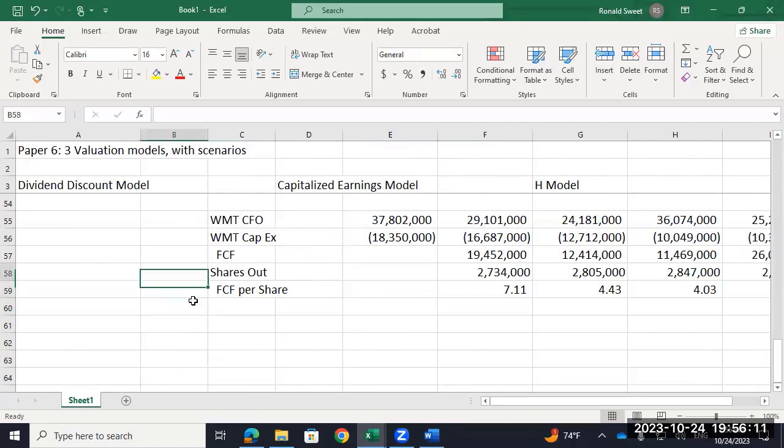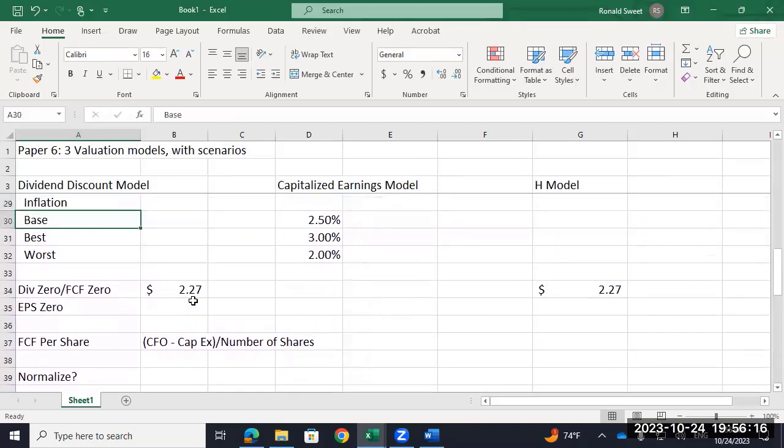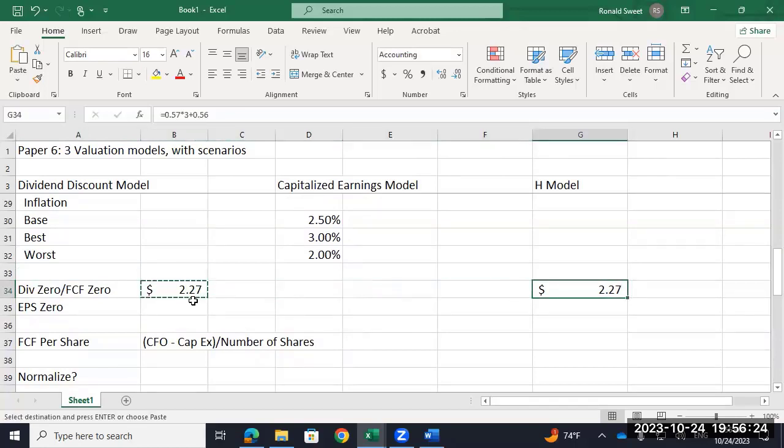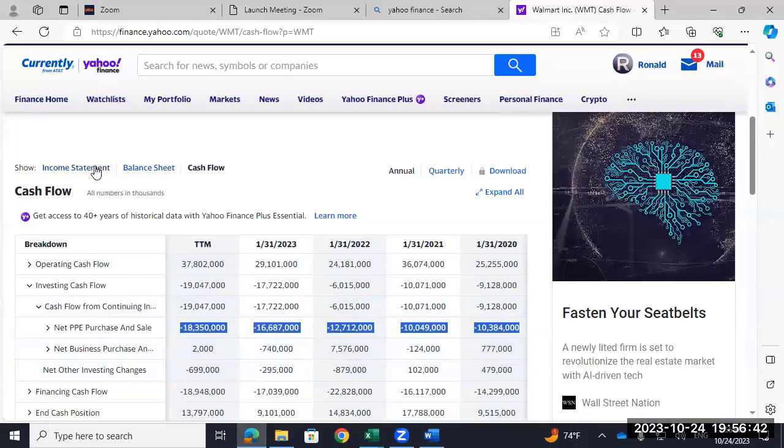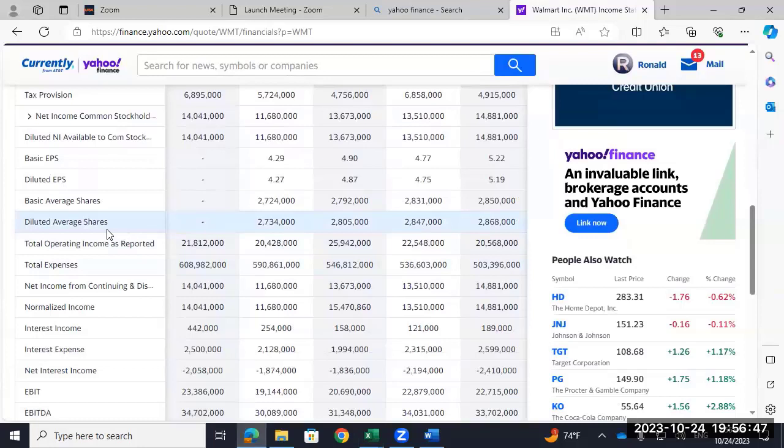All right. Any questions on free cash flow as a substitute? Whatever you use for the dividend discount model, you also can use for the H model. So you don't use dividends for one and free cash flow for the other. Be consistent. Then for the capitalized earnings model, this is where we use earnings per share. But again, on earnings per share, you want to think normalizing. So use the diluted earnings per share.